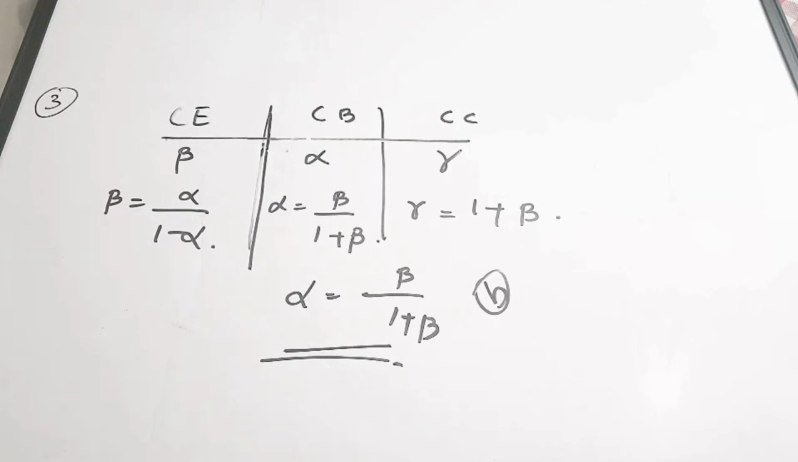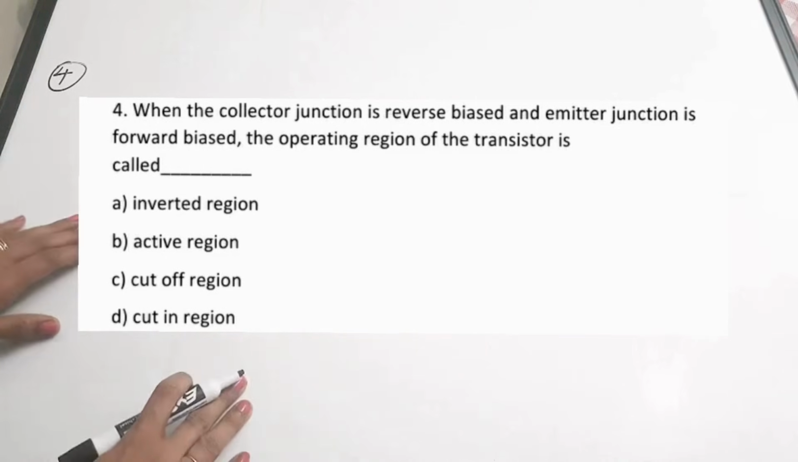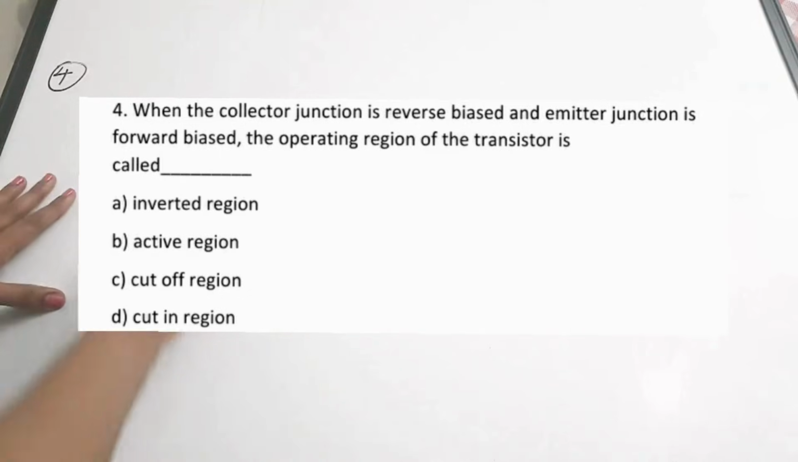Moving on to the fourth question. So the fourth question is connecting to the mode of operation or the region of operation of the transistor. When the collector junction is reverse biased and the emitter junction is forward biased, the operating region of the transistor is called dash. Okay, so based on the forward bias and the reverse bias of the two junctions, the transistor configuration can be of 4 types.